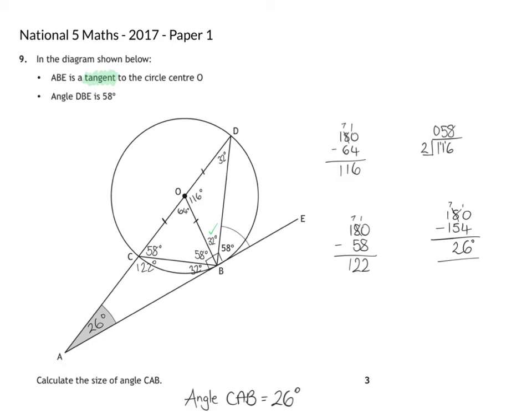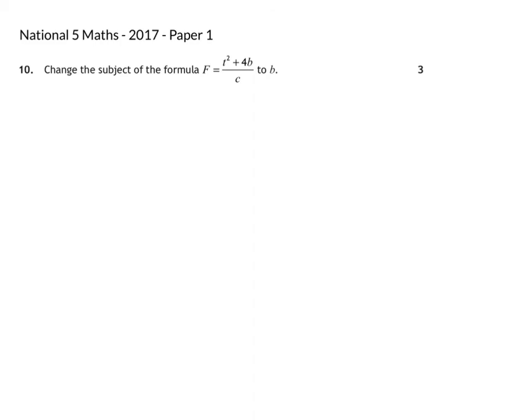Our other option, depending on how you've worked it out, would be your second mark for doing OCB, so this one in here is 58. And then our answer of 26 degrees. But if you filled out them all and you've got the correct answer of 26, you would get all 3 marks. Okay, so question 10.